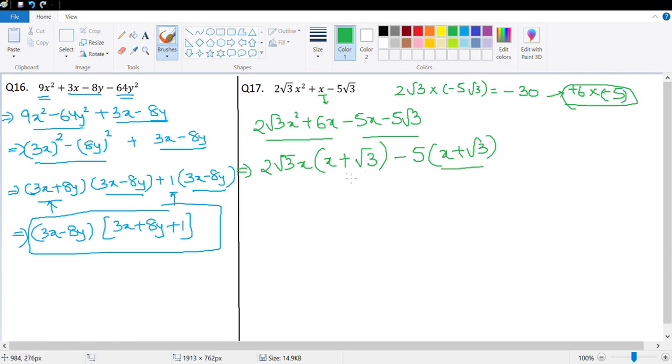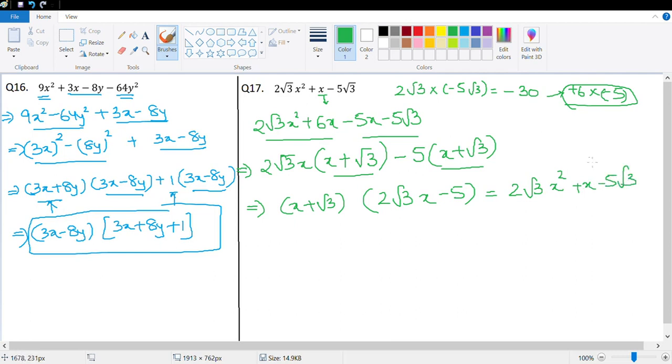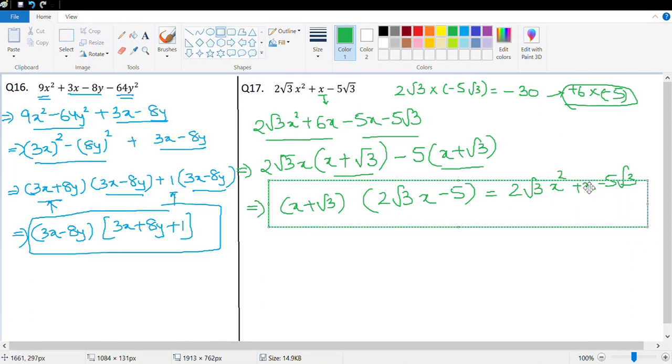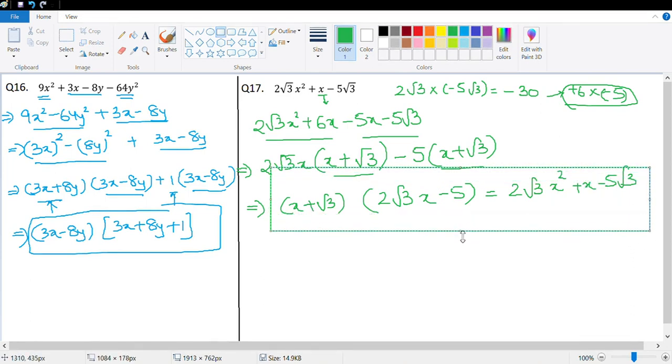Now between these two terms, x plus root 3 is common. So taking x plus root 3 common, what remains from the first term is 2 root 3 x. What remains from the second term is negative 5. So that's our final answer. This is equal to 2 root 3 x² plus x minus 5 root 3. Right, so that's how you would represent your final answer. Perfect. Let's move on to the last question that we'll solve from this exercise.